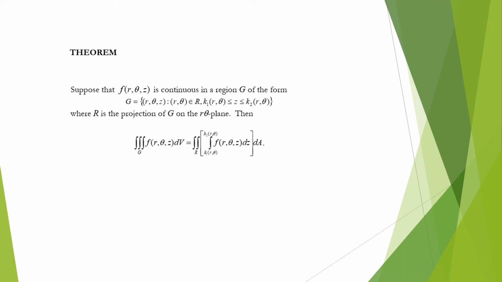The theorem here says that for triple integrals in a cylindrical system, we have to integrate with respect to z first, and then later integrate with respect to r and theta over our region R. So dA you just replace with r dr d theta.